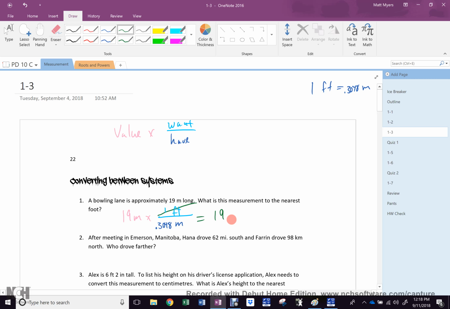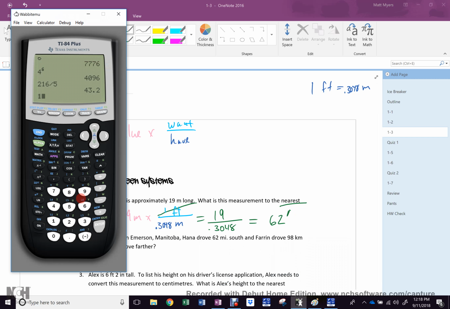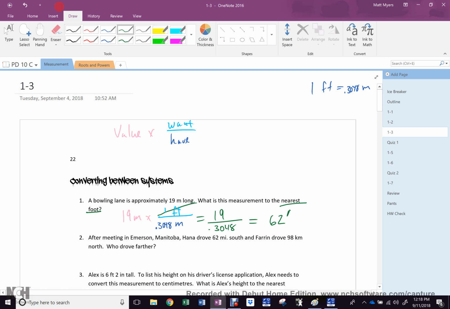Times? 19 is in the numerator here. So it's 19 divided by 0.3048. And what does that give me? To the nearest foot. 62 feet. Delete. Back. Delete. 19 divided by 0.3048. 62.3. 62. Is everybody good?